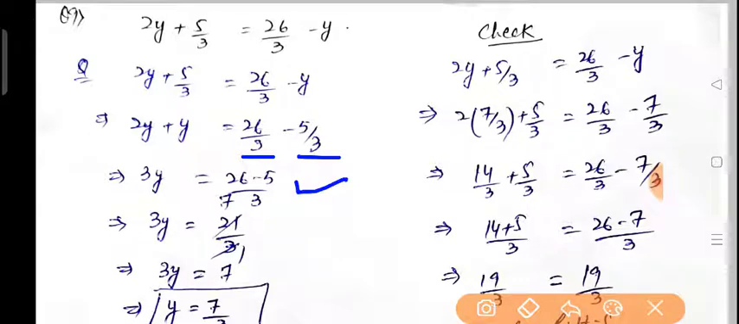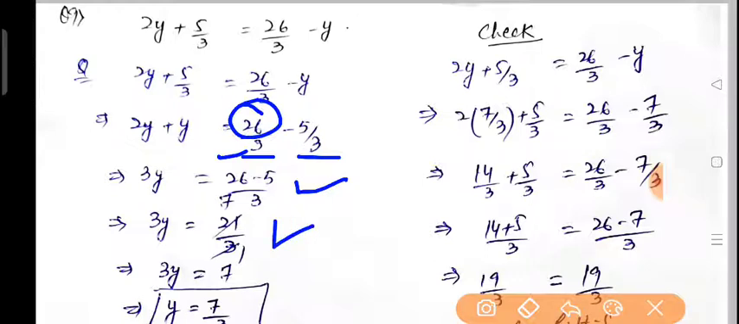So I have directly written in the denominator 3. Then if you know that if denominators are same for two fractions, we copy the numerators as it is. So I copy the numerator here, that is 26 minus 5. Then moving further, my dear students, 3y is equal to 26 minus 5, which is 21, divided by 3.